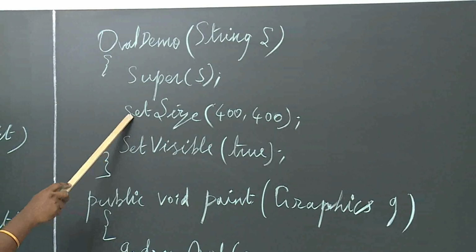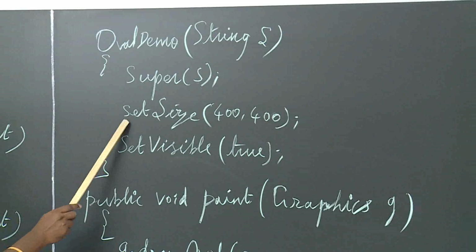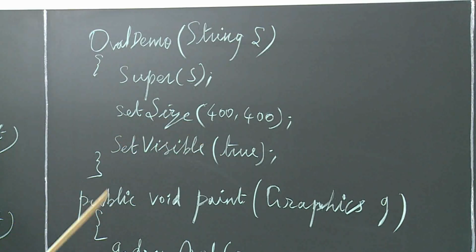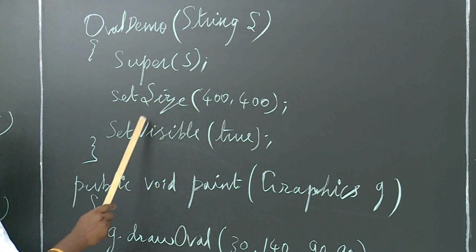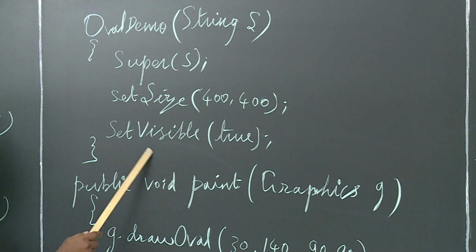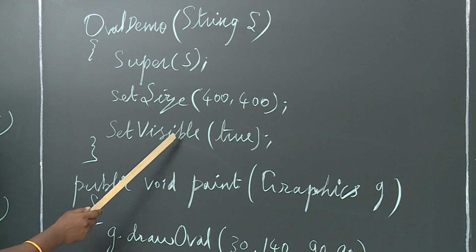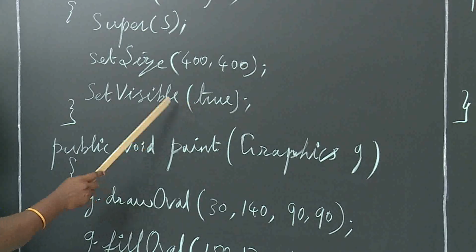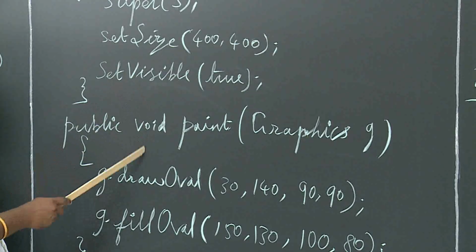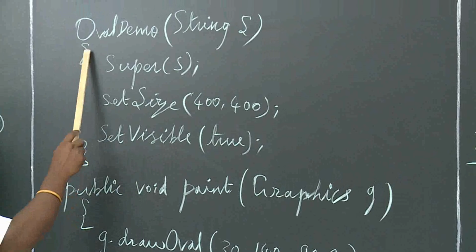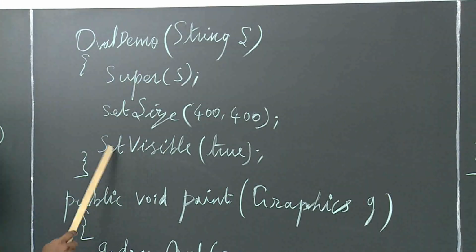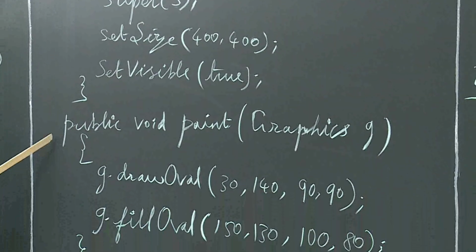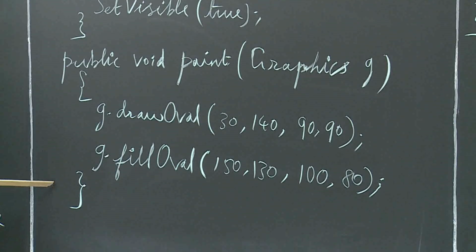The second is setSize. This function is used to fix the size of the frame, like 400, 400 as XY coordinates. In the same way, setVisible is going to enable the frame. By default this is false. If it is true, the frame is enabled while executing this code. So this class constructor in OvalDemo holds all these functions in order to set up and enable the frame.